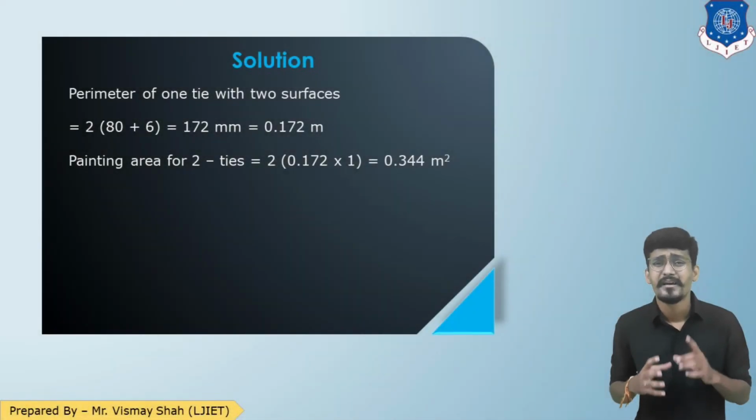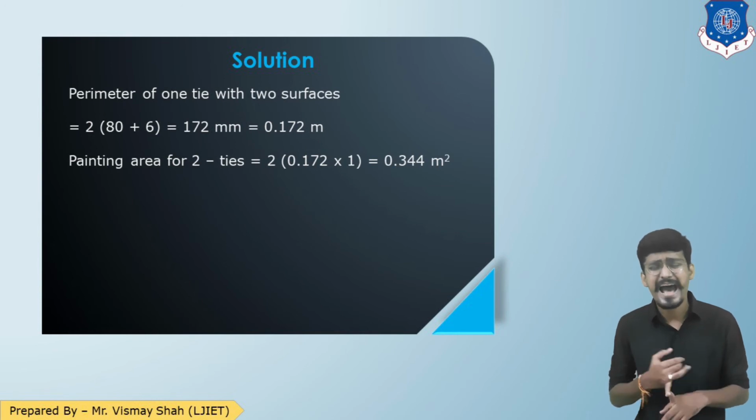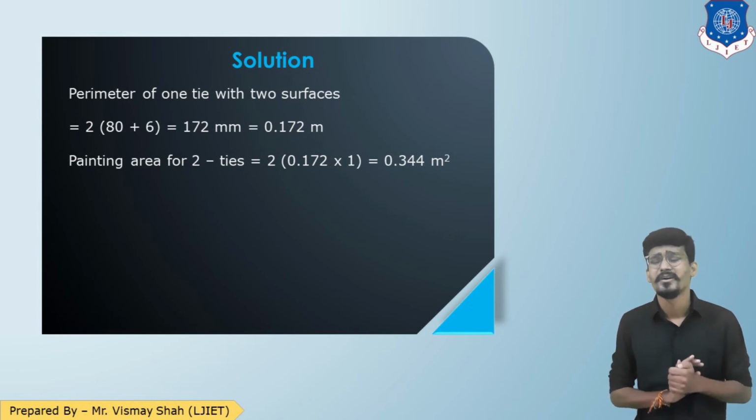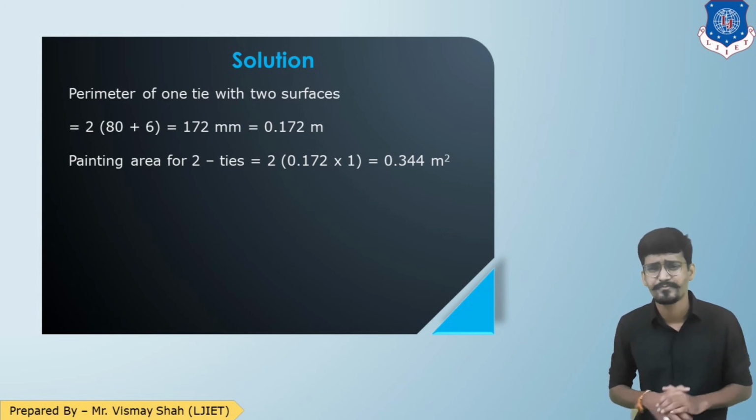So students, let us first find out the painting area for one tie. One tie has 2 surfaces, so 2 into a plus b, 80 plus 6, 2 into 2. And now multiplying that for 2 ties, so we'll get the value for 2 ties. So that is how we can get the painting area for the ties. So that is our second question. So I hope we are very much clear up to this point.